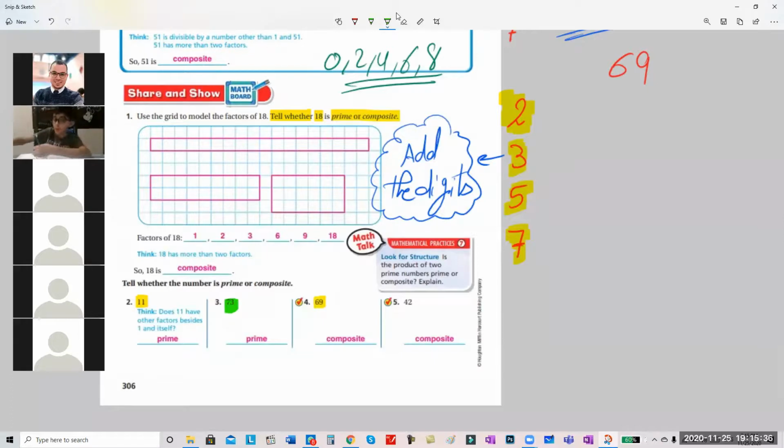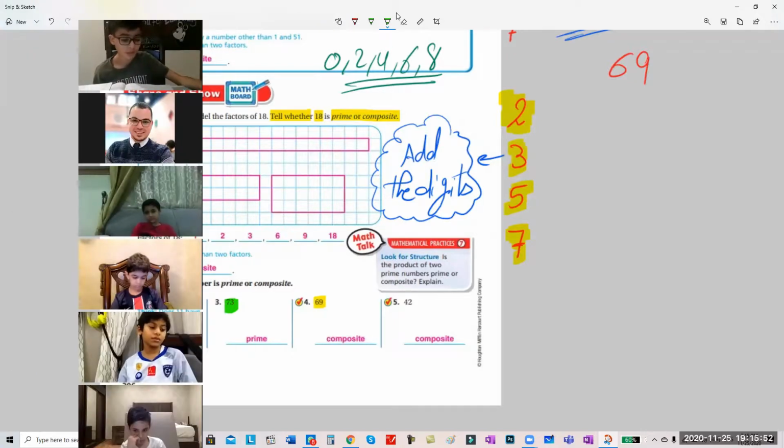Because 69 is not opposite. No, that's not the reason. How can we know that? Check the rules.